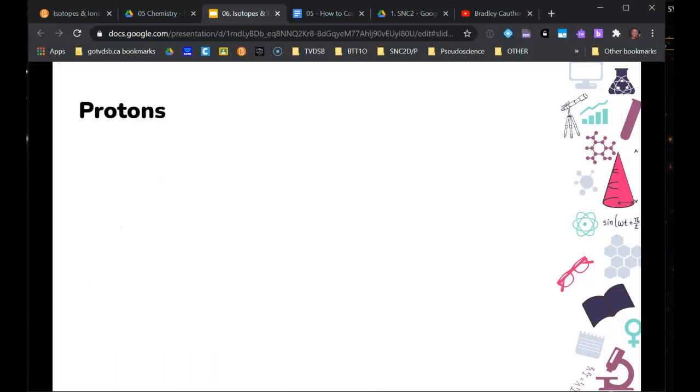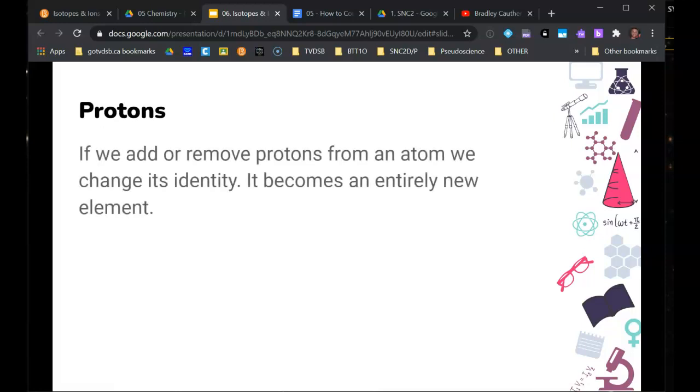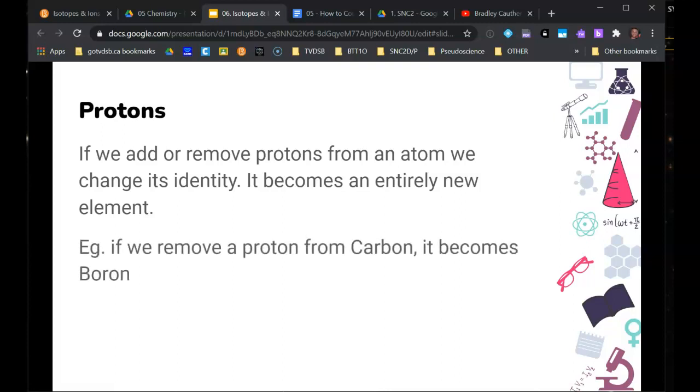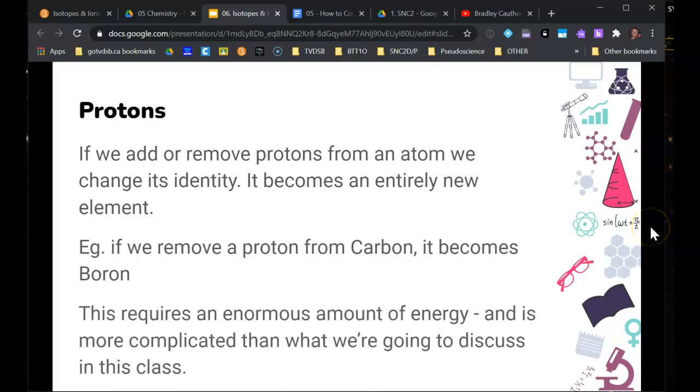So first of all, let's talk protons. We have kind of already talked about this a little bit, but the number of protons is the identity of an atom. If we change the number of protons in an atom, we change what it is. It becomes an entirely new element. So for example, carbon is element number 6. It has 6 protons, 6 neutrons, and 6 electrons. If we remove a proton from carbon, it now has 5 protons, and it is no longer carbon. It becomes boron. So changing the number of protons in an atom changes what that atom actually is.